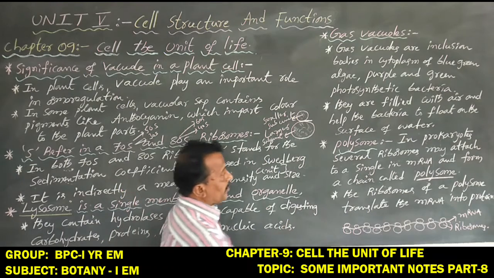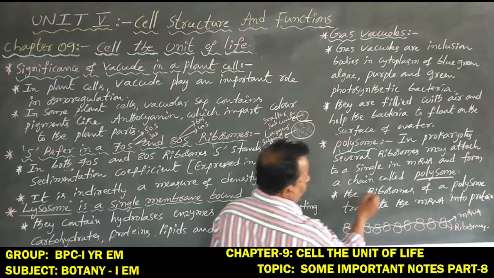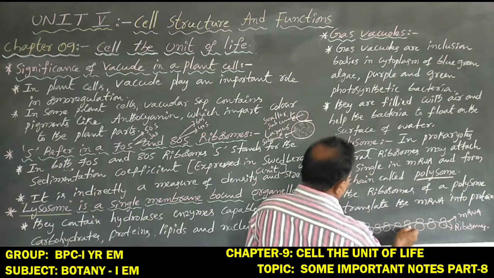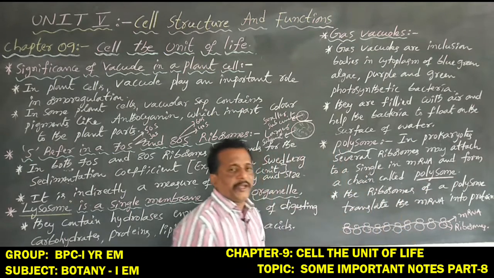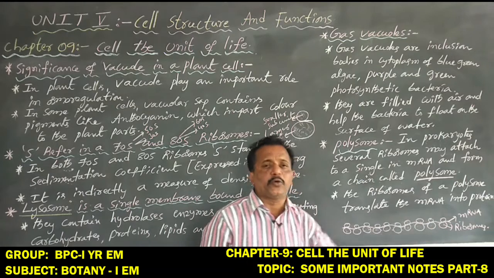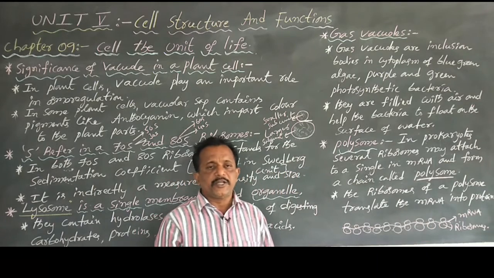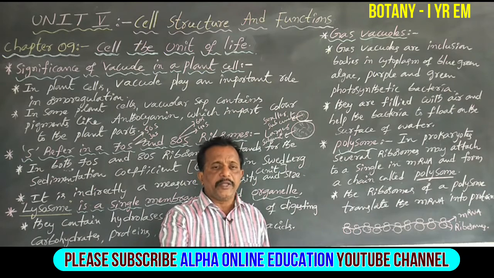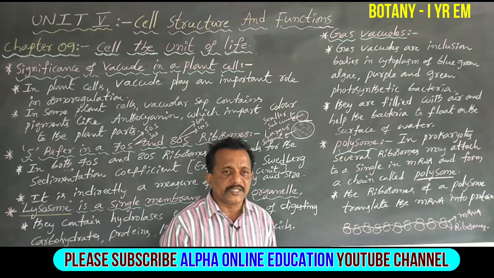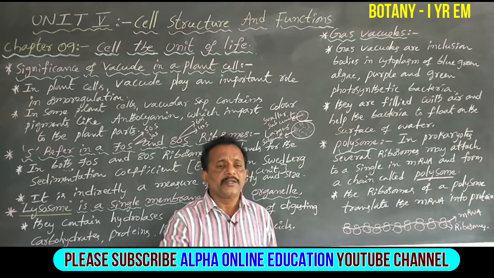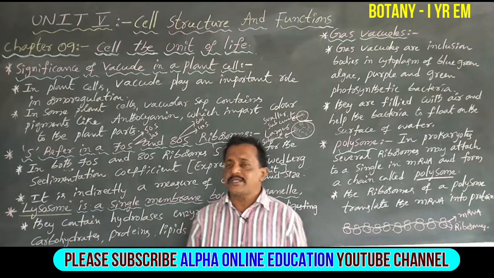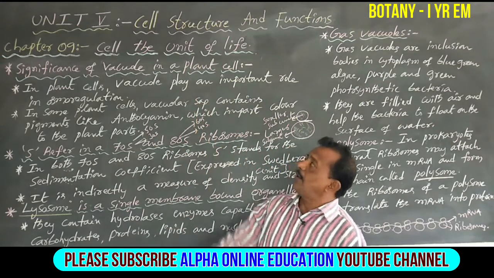What is the importance of polysome? The ribosomes of a polysome translate the mRNA into proteins. In generally all prokaryotic organisms, the polysomes help in protein synthesis. These are some important things in the cell, the unit of life.